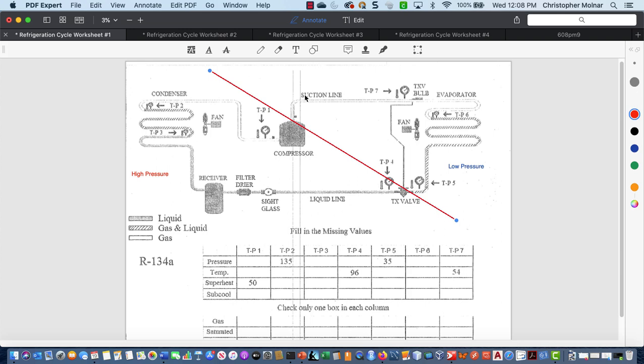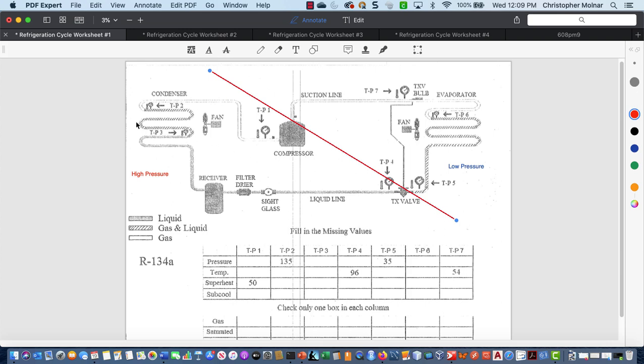If you put gauges on the low side, no matter where you put them, the pressure is going to be the same because it's all based on the evaporator temperature. On the condensing side, on the high side, no matter where you put your gauges, the pressure is going to be the same. What changes is the temperature. So when we look at this diagram, we have our high side and low side.